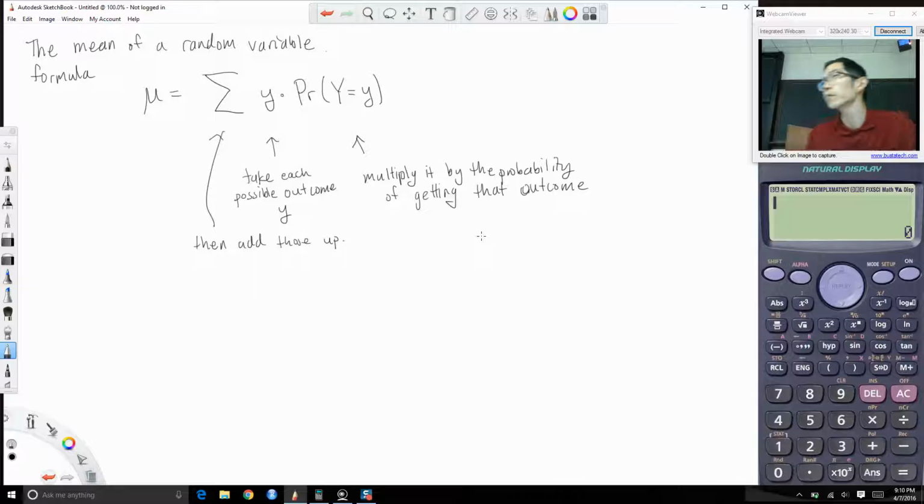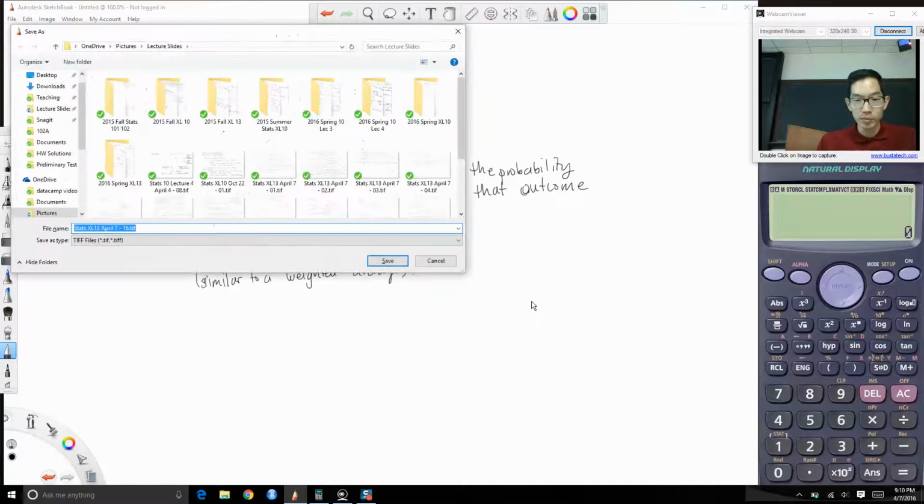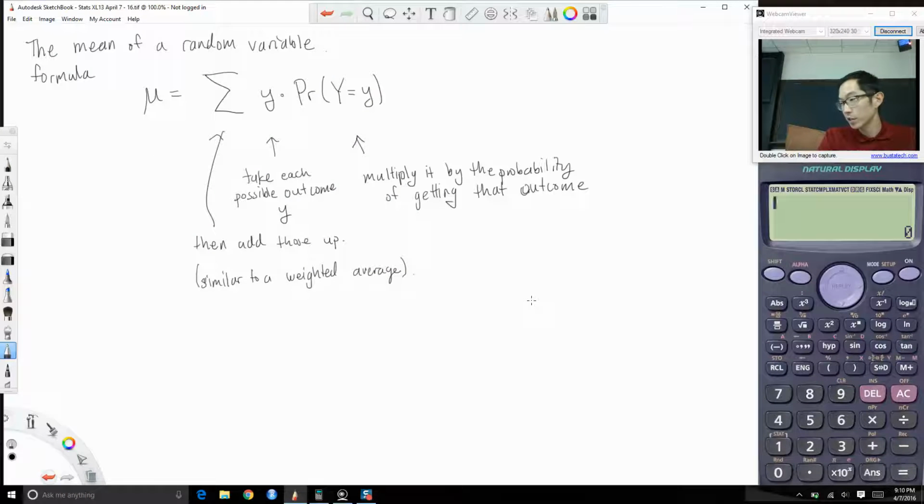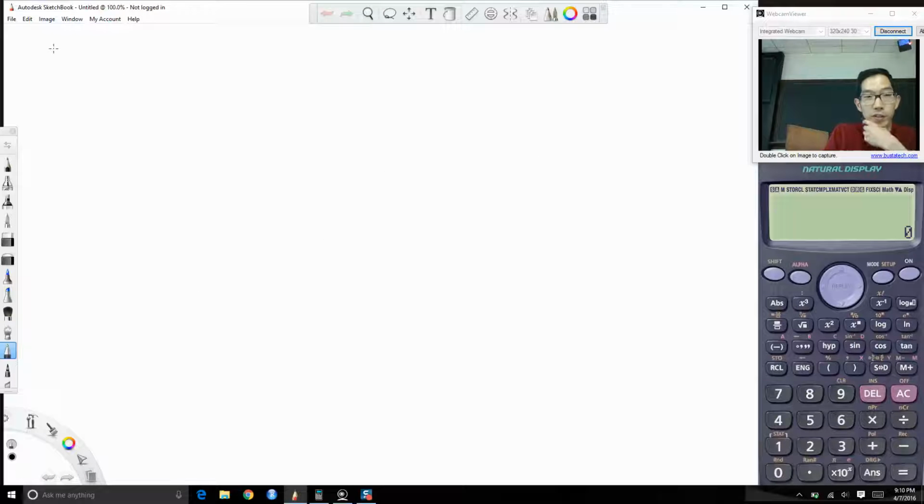So it's kind of like a weighted average. You can almost think of it as that, similar to a weighted average. Okay, and so that gives us the mean of a random variable. Let's talk about the standard deviation or the variance. So on the other hand, we have the standard deviation.